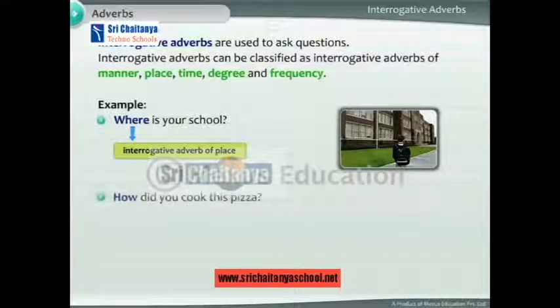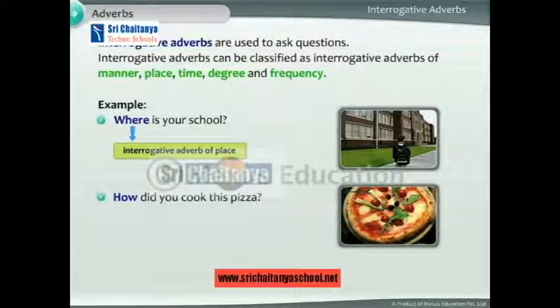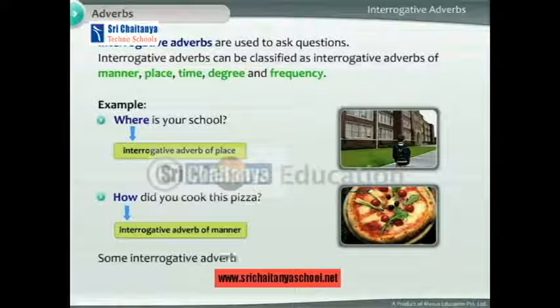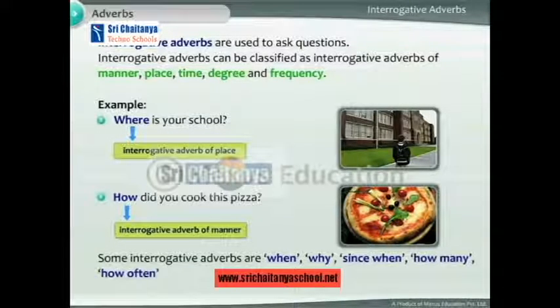Here's another example. In this sentence, the word how questions how the pizza was cooked. How is an interrogative adverb of manner. Some other interrogative adverbs are when, why, since when, how many, how often, and how long.